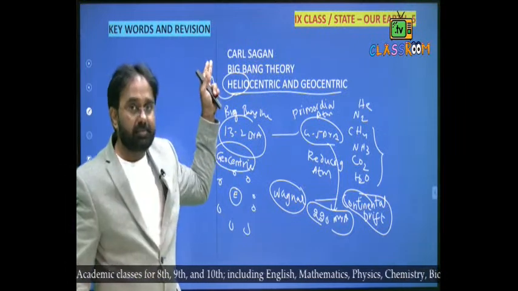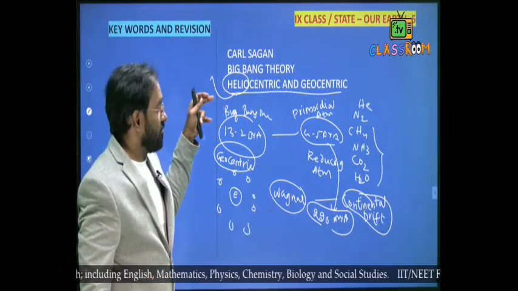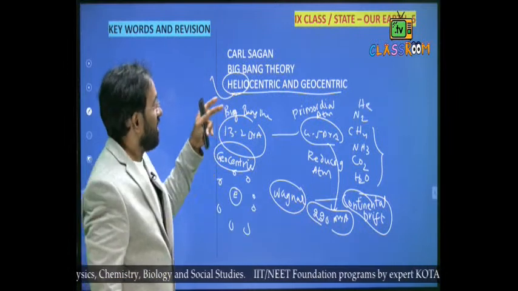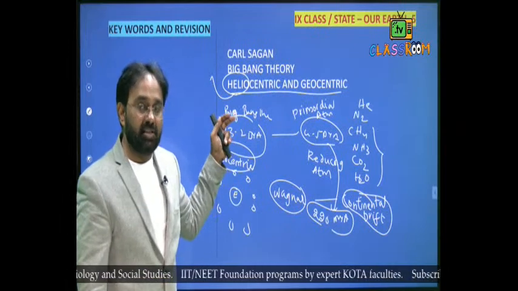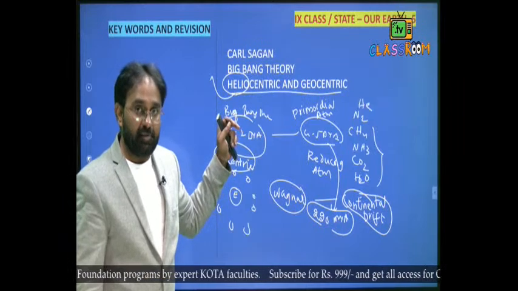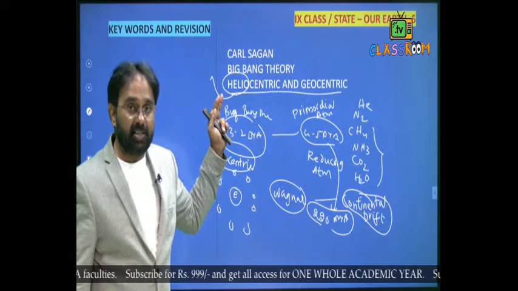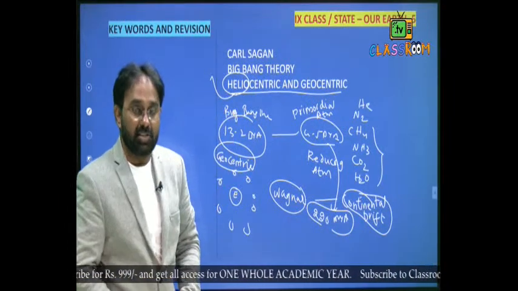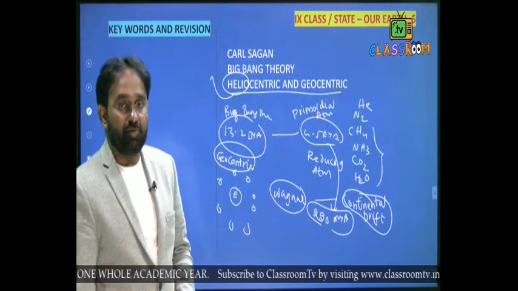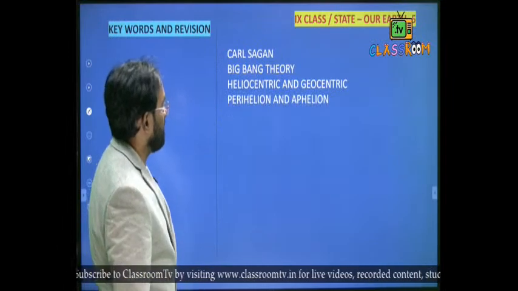So what does the Big Bang theory talk about? It talks about the evolution of the entire universe, and the splitting and scattering of galaxies. Next, heliocentric and geocentric theory talk about the positioning of planets, earth and sun in different orbits. So which of them is correct? Heliocentric theory is the accepted phenomenon. Geocentric theory was the oldest phenomenon, and it was disproved in course of time by astro scientists.